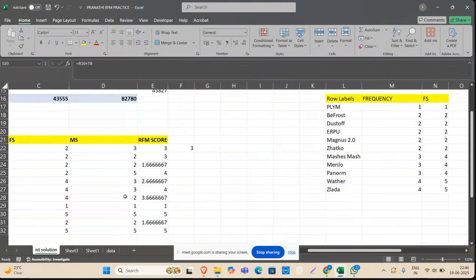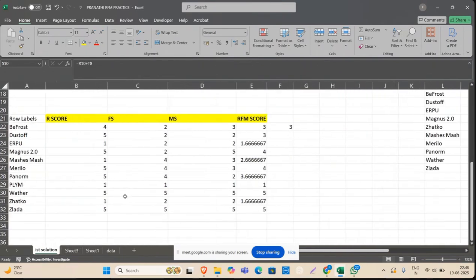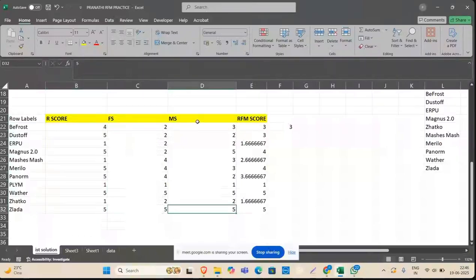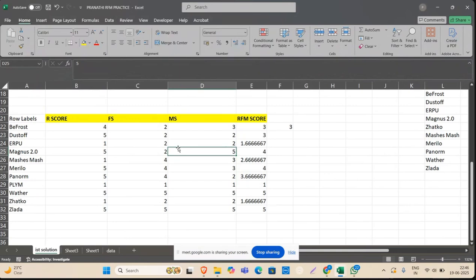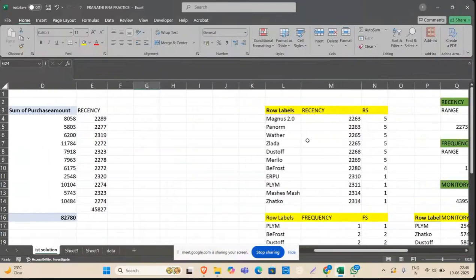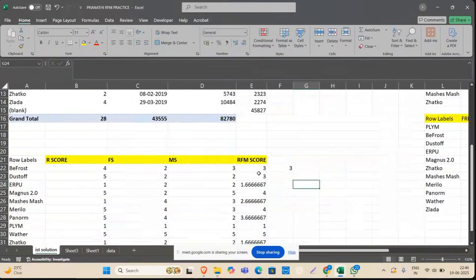For finding, you have to calculate this. Write the R scores, F score, and M score of these customers, and then you have to find the RFM score. It is the average of R, F, and M score, name wise. That's it. So how are we going to find the last one, RFM score, from these three scores?